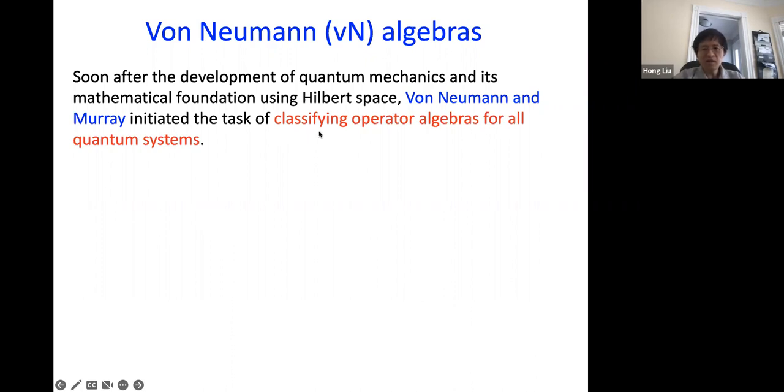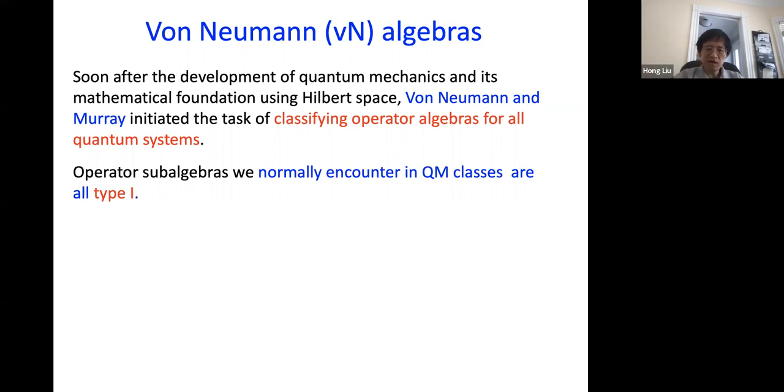classify algebras. In quantum mechanics, there's a natural way to define the algebras. You can add, you can linearly superpose the operators, you can take a product of them. And then the only thing you need to do is to define a sense of closure. How do you define that the algebra is closed? There are some technical issues in doing that. The way von Neumann defined the closure of the operator algebras is that you require a sequence to be convergent if their matrix elements are convergent. That's how you define the convergence and the closure of the algebra.